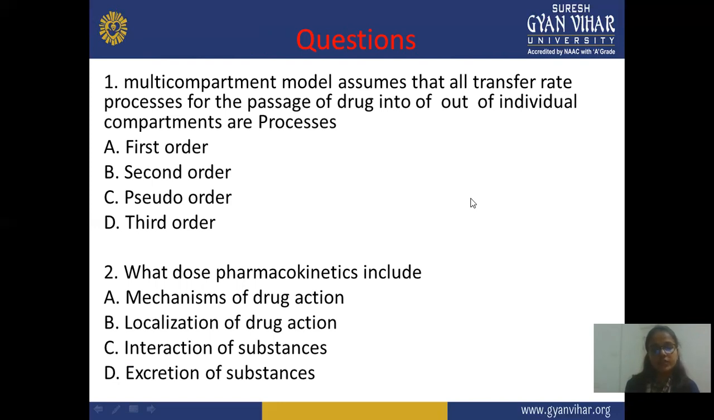In the second question, what does pharmacokinetics include? Here you should know the definition of pharmacokinetics. Option A is mechanism of drug action, B is localization of drug action, C is interaction of the substance, and D is excretion of the substance. So what is pharmacokinetics, and which parameter does it include? Out of these four options, you can select any one correct option which is appropriate regarding pharmacokinetics.